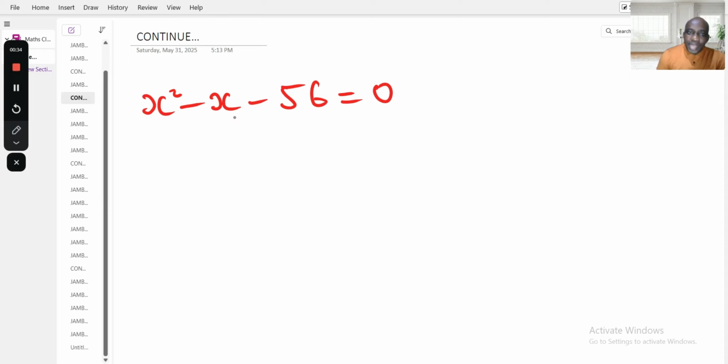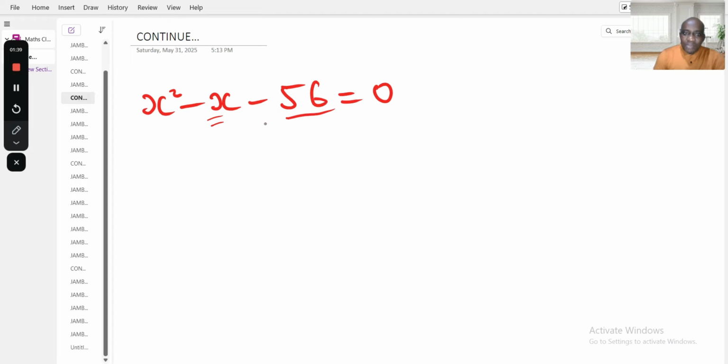By the time we add or subtract them, it's going to give us only 1x. Now we are going to look for two digits that we can multiply together that will give us 56, but when we subtract or add them, it's going to give us −x. What is that number? 8 and 7. 8 times 7 is 56. 8 minus 7 is going to give us 1x.